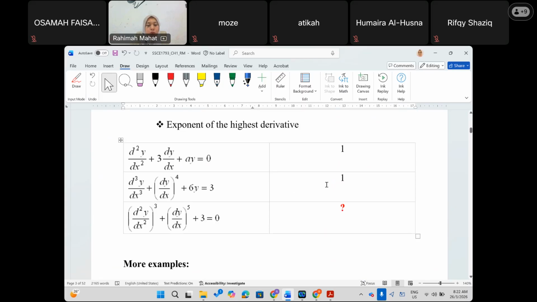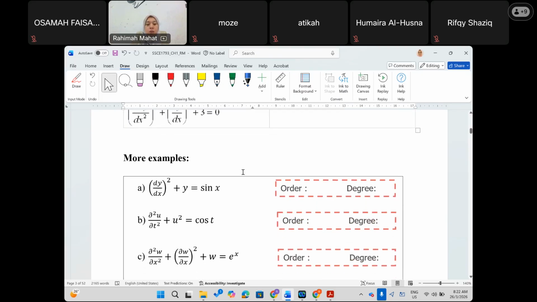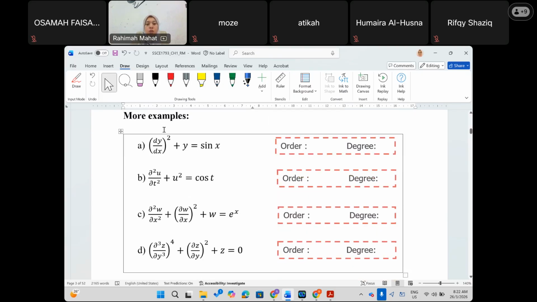This is 1. Okay, how about this one? The highest derivative. 1, 2. Is it this one, the y here? Maybe this one you can check later about how the highest derivative. And you can do the example here as well, the order and the degree here.